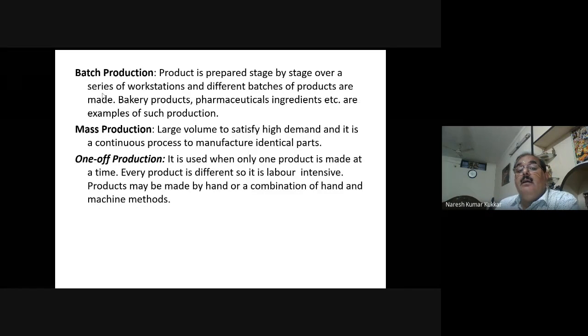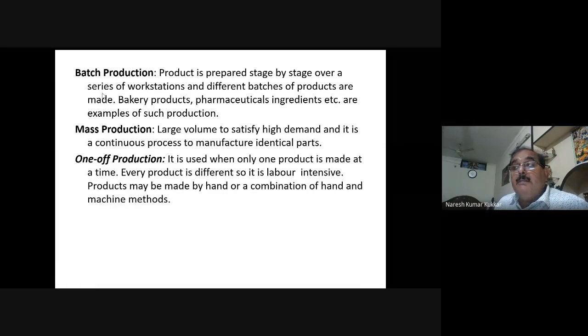Batch production is where a product is prepared stage by stage over a series of workstations, and different batches of products are made. For example, in a pharmaceutical plant, eye drops might be prepared in one section, syringes in another, vials in a single section, and tablets and capsules in different sections. So they have different types of batches that have to be produced.